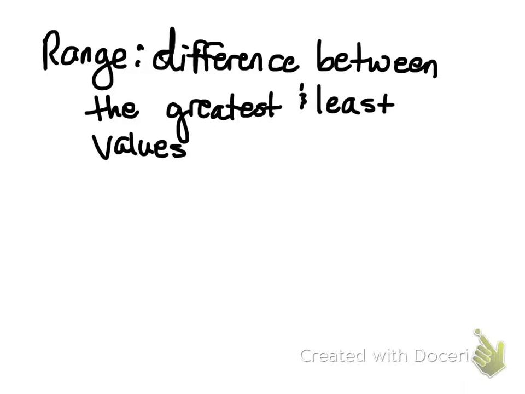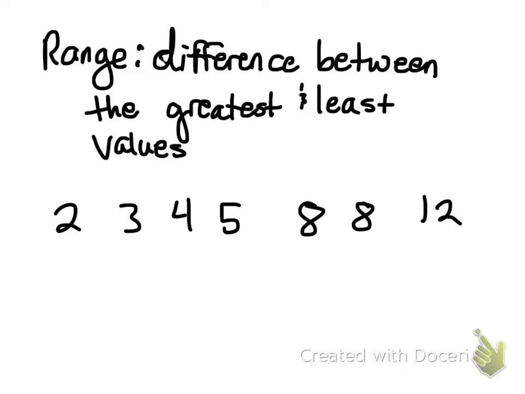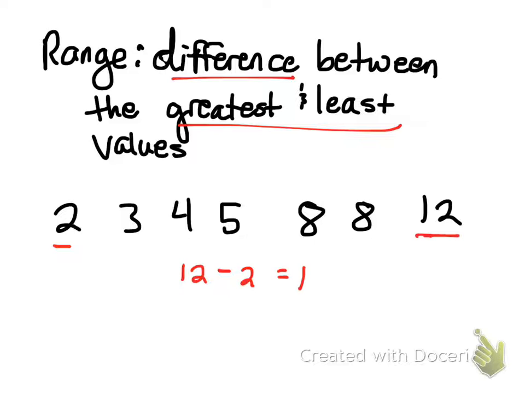So for example, in that other set, we have 2, 3, 4, 5, 8, 8, and 12. Well, your least is 2, your greatest is 12, right? You look at the greatest and least. You want to find the difference. So we're going to do 12 minus 2. 12 minus 2 equals 10. So your range equals 10.